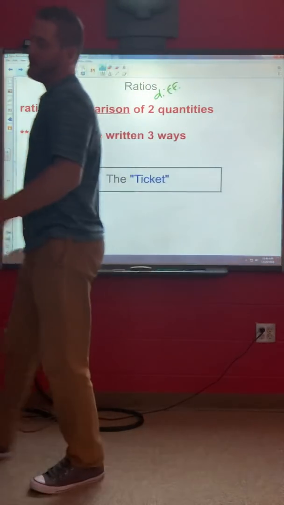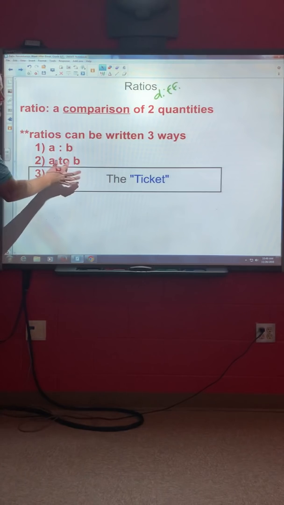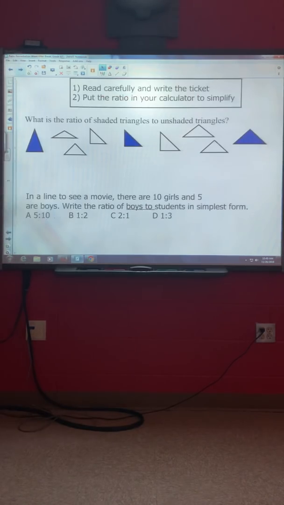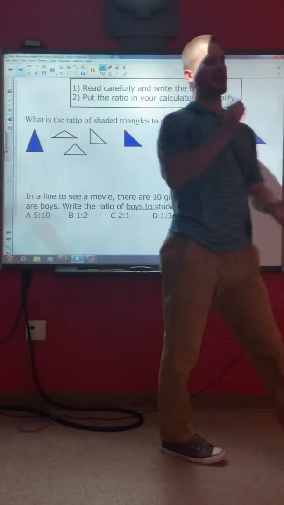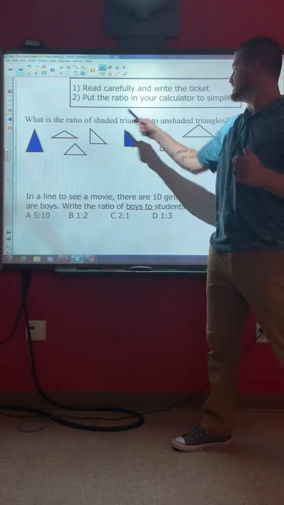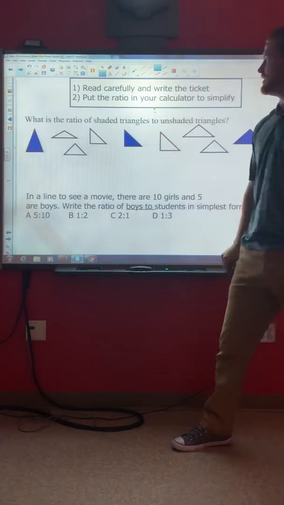Okay? It can be written with this colon, and when we read these as word problems, whenever you see this word to, that's basically going to be the ticket right there. Last but not least, when we set up the ticket, we write that as a fraction. Remember also with ratios, the order absolutely matters. So I see the word to right there, so you can just put the colon above the word to.